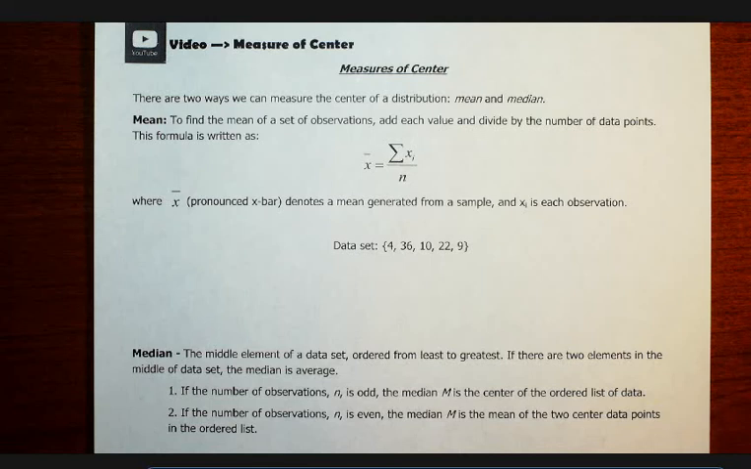In this video, we're going to focus on measures of center. There are two ways that we can measure the center of a distribution, mean and median, both of which you should already be familiar with. As a refresher, the mean is the set of observations added together and divided by the number of data points.